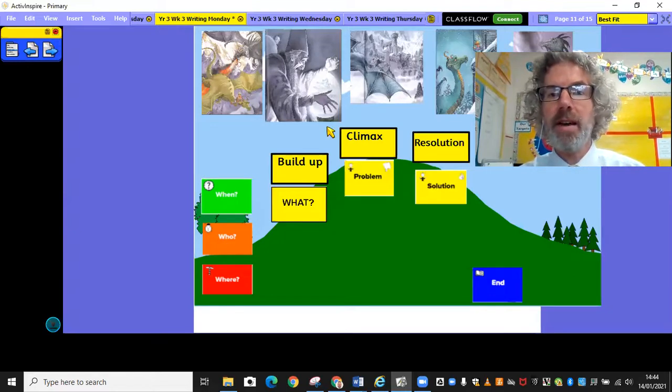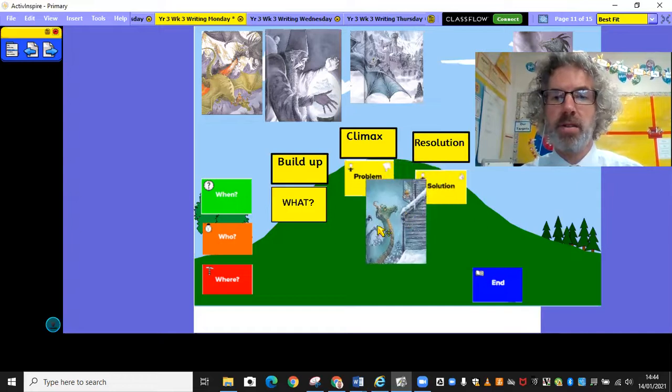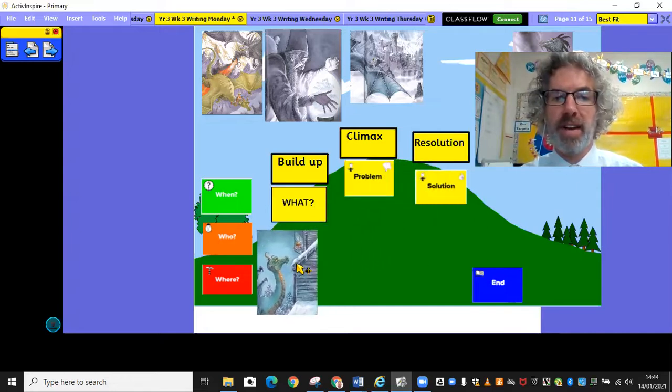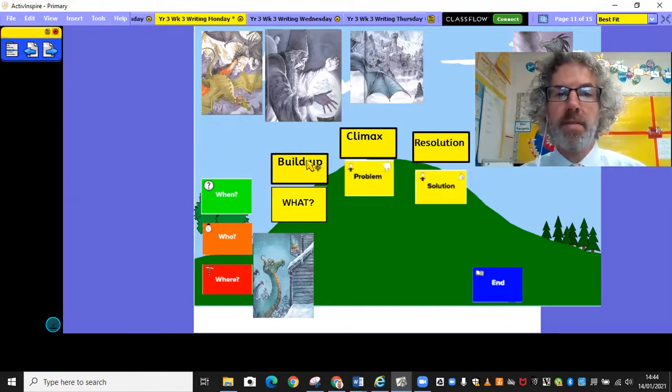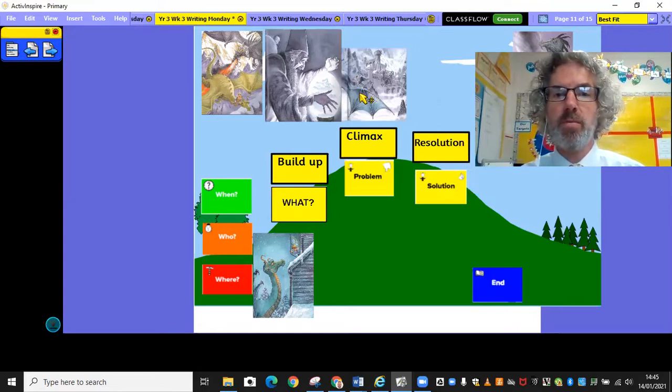So let's see if we can map out our mountain using some of those pictures from the story. So looking at my pictures along the top here, which one would be the beginning? Yes, it's this one, when George is visited by the dragon. And then we have the build-up, where something happens. George goes for a ride on the dragon, so we'll move this one in next.